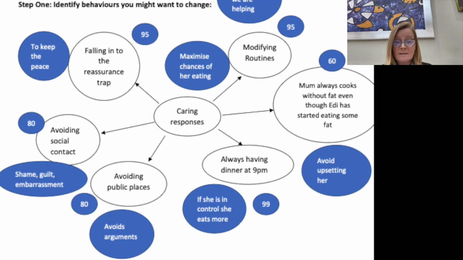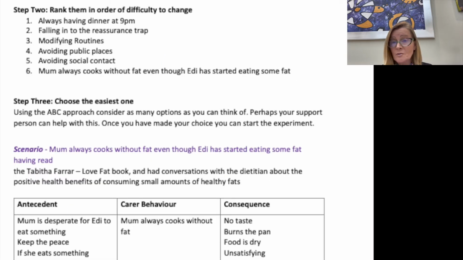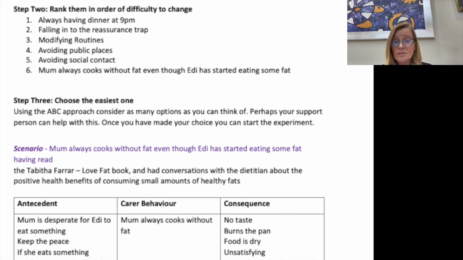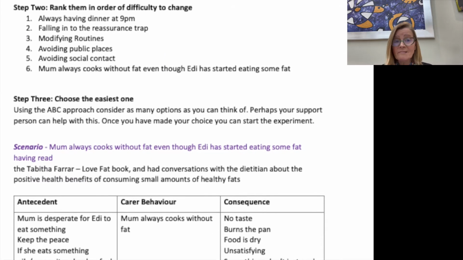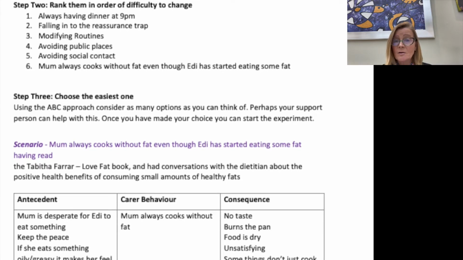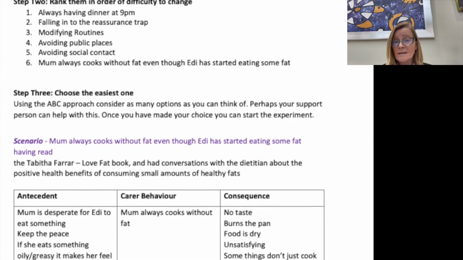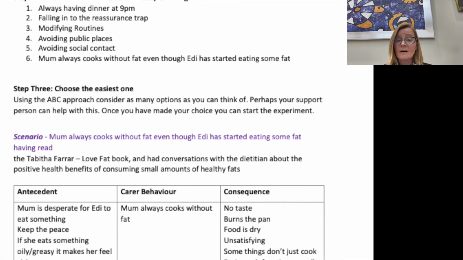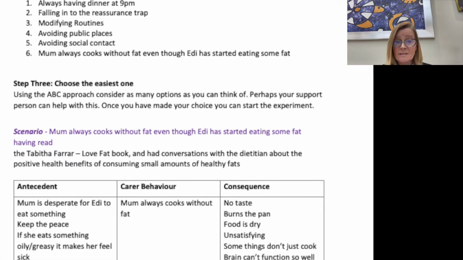Okay, so let's carry on to step 2. So rank them in order of difficulty to change. Well, we did this on the spider diagram, but you can also write them down in a list. So you can see straight away the easiest one here is mum cooks without fat, even though her daughter has started eating some fat.